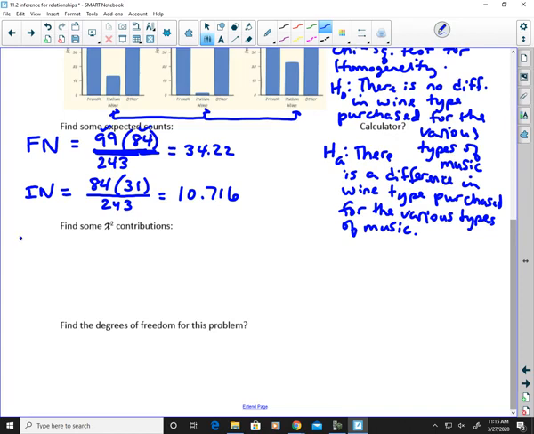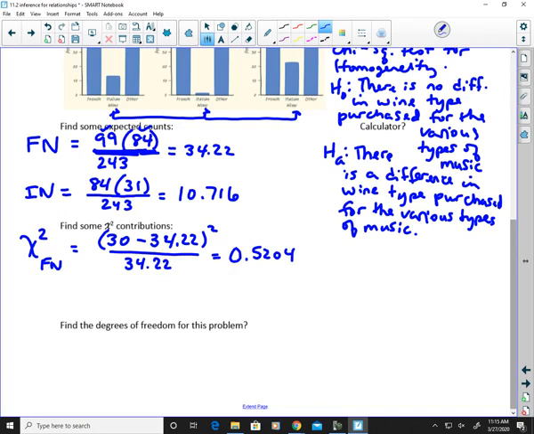Now, if I wanted to find my chi-squared contribution for my French no music, I would take my observed amount of 30, subtract my expected number of 34.22, square that, and divide by my expected, and I get 0.5204. So it's fairly close to what was expected, the observed.